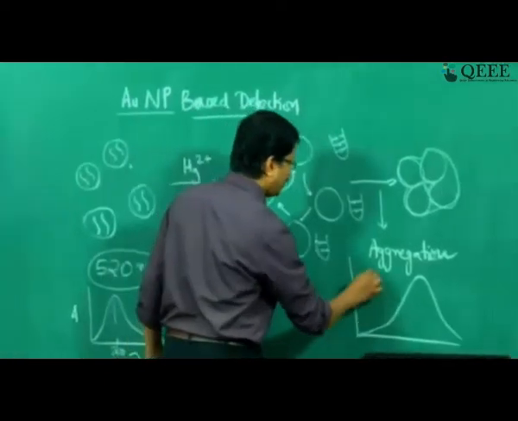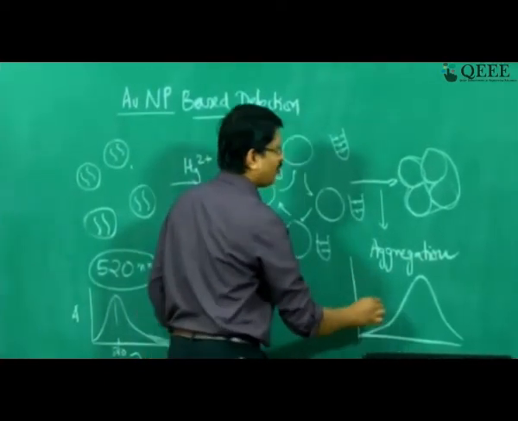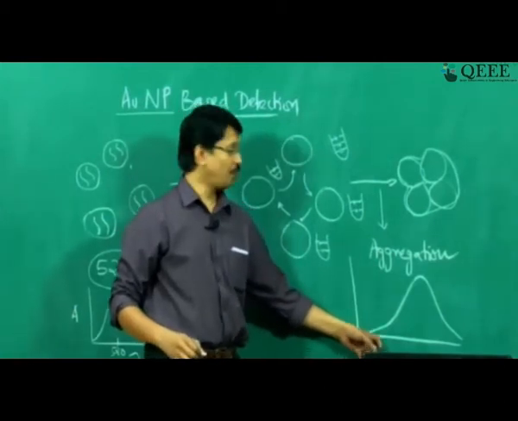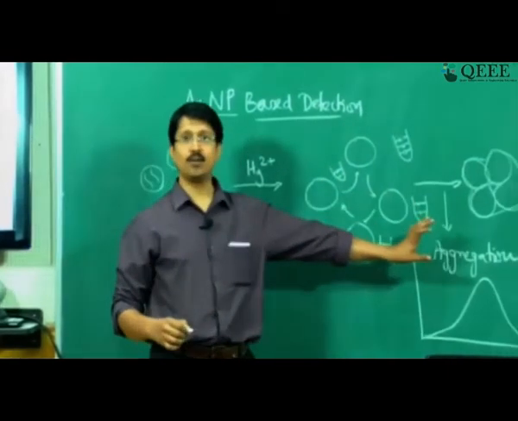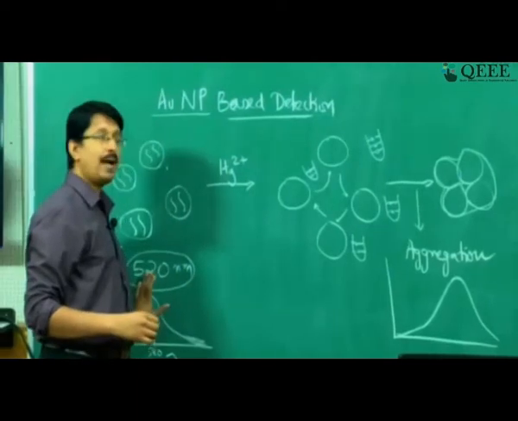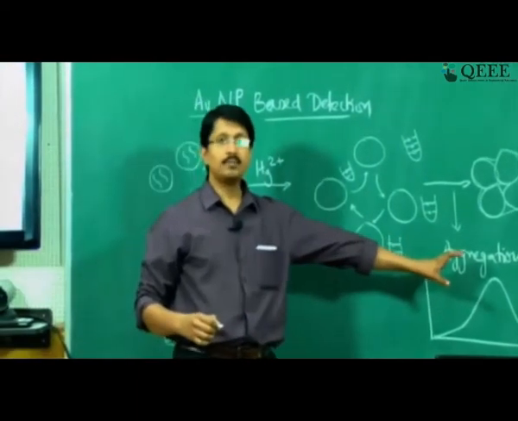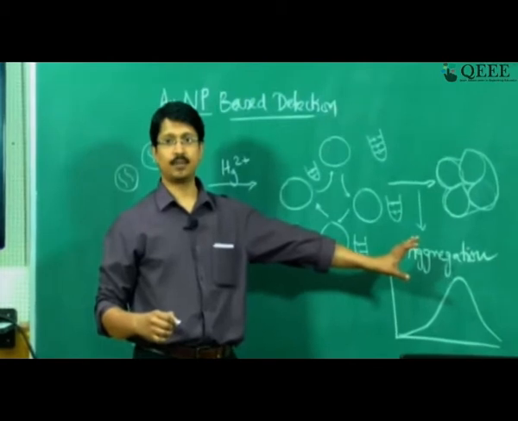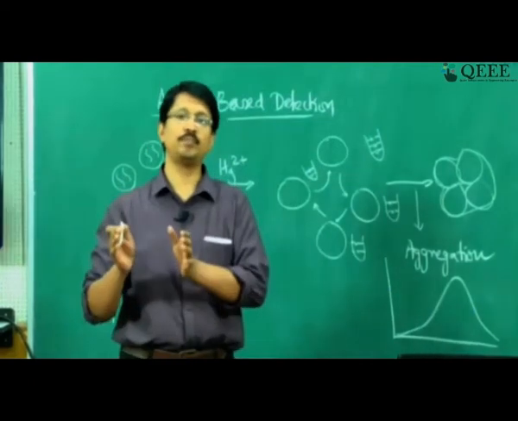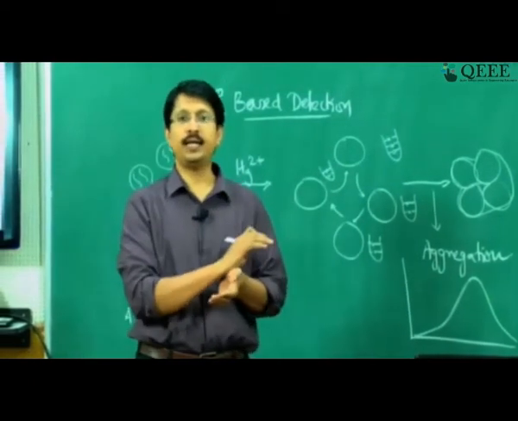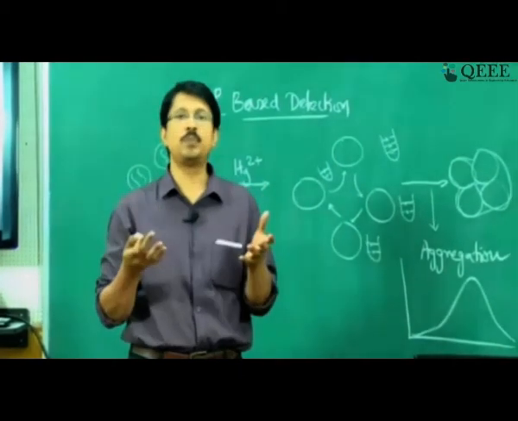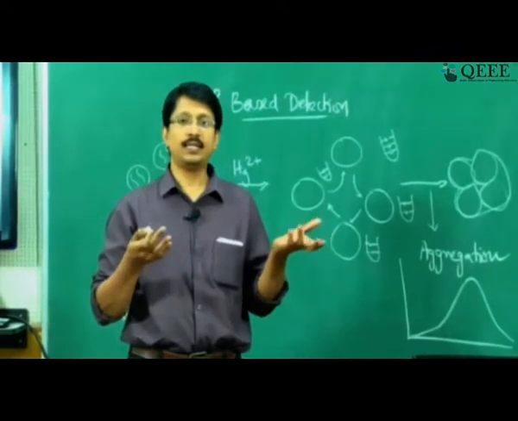So now this color which is not absorbed will be given out. So it will be bluish green. Because of this particular process of aggregation of nanoparticles, the absorption band changes from 520 to probably 670 or 700, and as a result the color of the outgoing light changes from yellow to a greenish or bluish color. So this is the principle that they have utilized for detecting mercury.